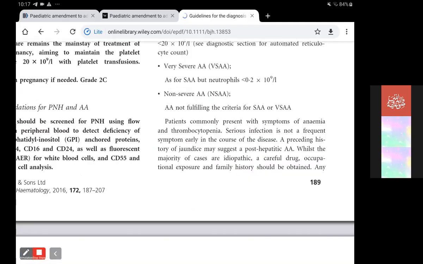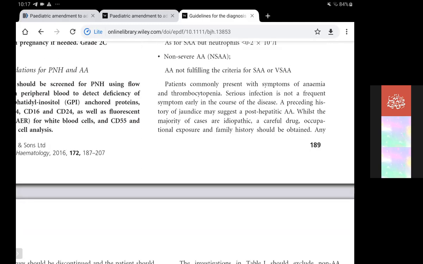Now, patients commonly present with symptoms of anemia and thrombocytopenia. As far as symptoms are concerned, they will be mostly related to anemia and thrombocytopenia, and the ANC, even if it is low, serious infections are not the early signs.